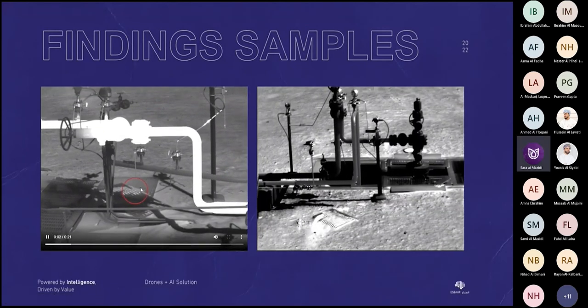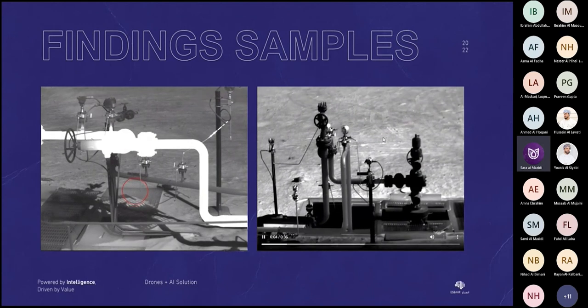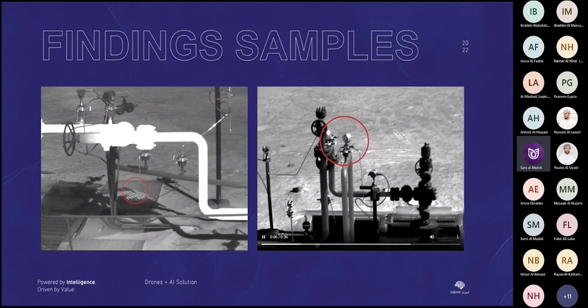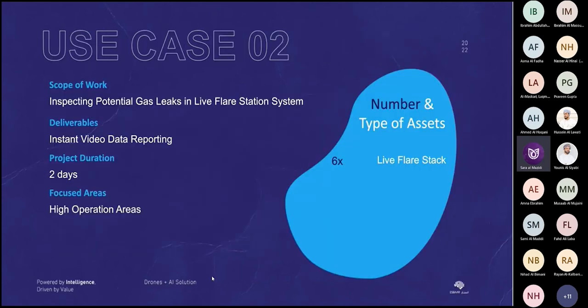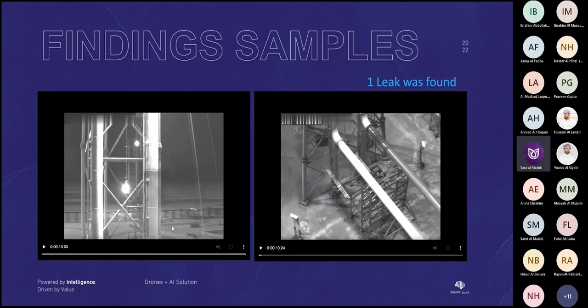Another example here is obvious, and the other leak you can see here. I think we can now move to the second use case. This use case was only for a flare station, a live flare station, and it was a 2-day job. One leak was found in this use case.